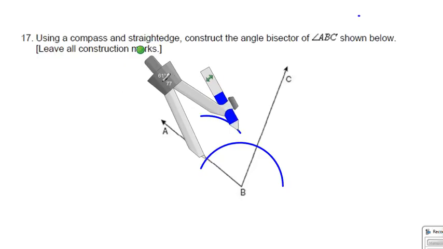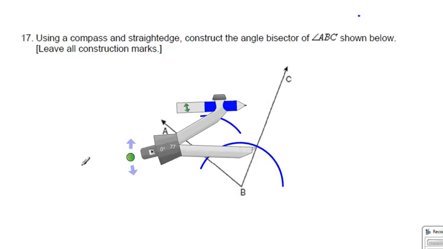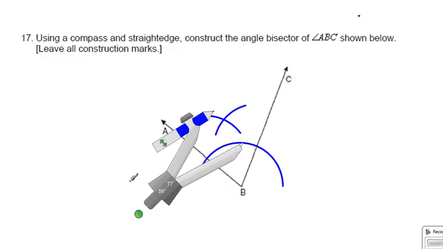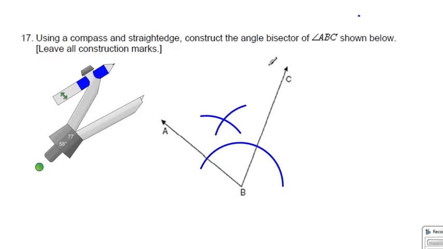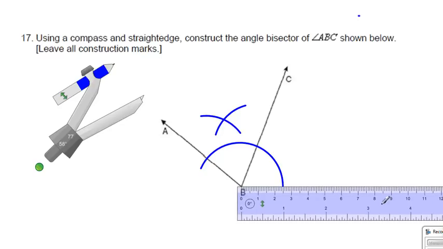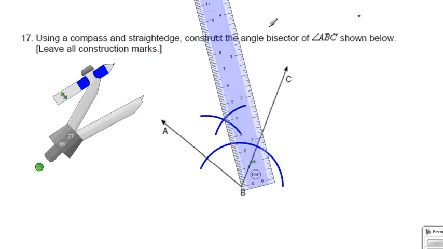draw another arc. We can change the spread of the compass if you want to. Well, in my case, I just kept it. And after drawing that, you will realize the intersection. So now, just have to bring this one over right over here.